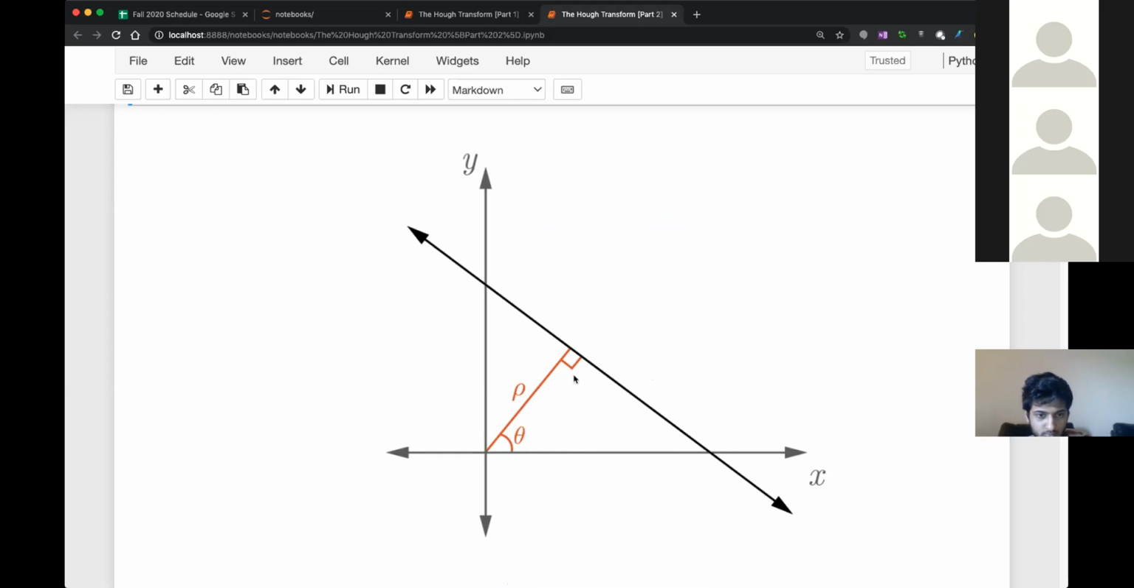We're going to look at two things, basically. One is the distance between the origin and the line, and the other is the angle that that distance vector makes between the x-axis and the shortest distance between the origin and the line. So a little clunky to explain in words, but hopefully this image helps. So this is another way to represent lines.